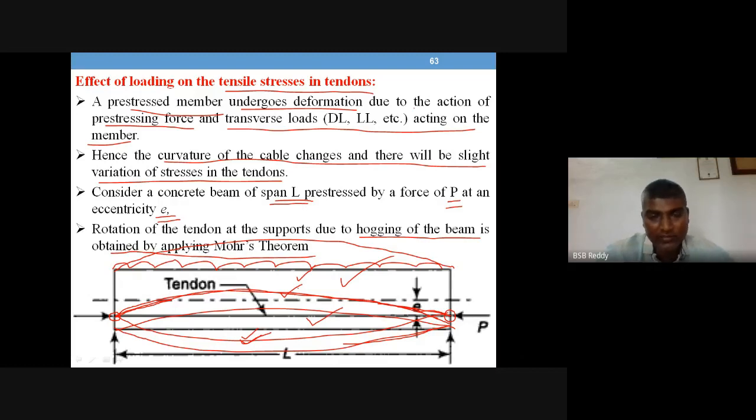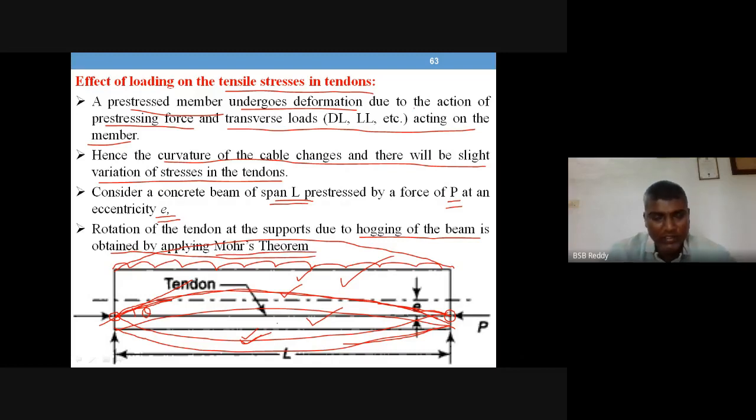There are many ways to calculate the slope of this tendon, the theta value. The slope of the beam is nothing but the slope of the tendon. As the concrete beam rotates at the ends, the tendon also rotates. Because of the rotation of each cross section of the beam, the tendon also rotates. So when you find this theta value, you will know the rotation of the tendon. That is done by Mohr's theorem.